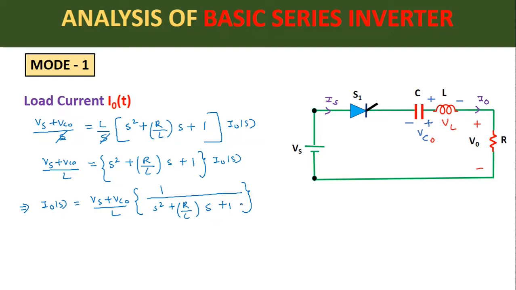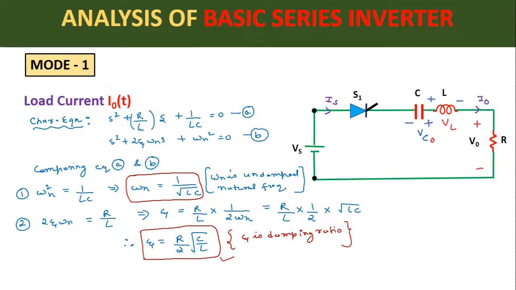When we equate this denominator equation S square plus R by L S plus 1 upon LC to 0, then this is called the characteristic equation. So this is the characteristic equation S square plus R by L S plus 1 upon LC is equal to 0. Let this be equation number A. The standard characteristic equation will be S square plus 2 zeta omega n S plus omega n square is equal to 0. Now we will compare both these equations.